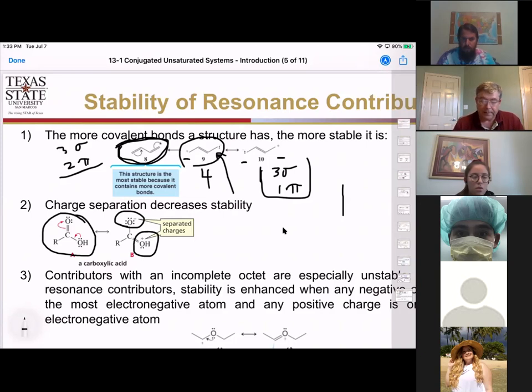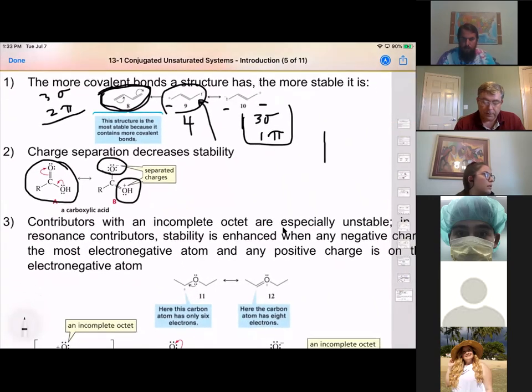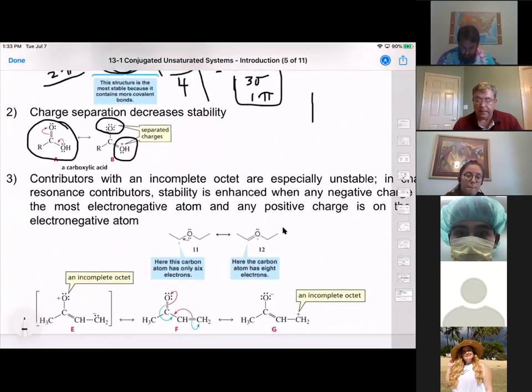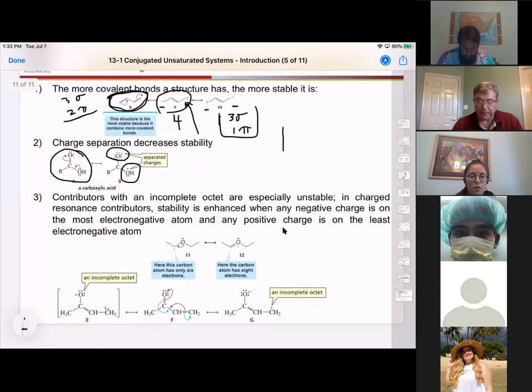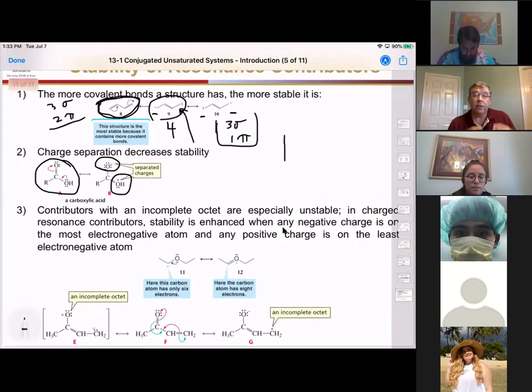And lastly, contributors that have an incomplete octet are especially unstable. So those that don't have the full 8 electrons are less stable than those that do have the full 8 electrons, okay? The stability can be enhanced if any negative charge is on the most electronegative atom. So if you can put a negative charge on oxygen versus carbon, you will more likely do that because oxygen is more stable. It is the more electronegative atom.